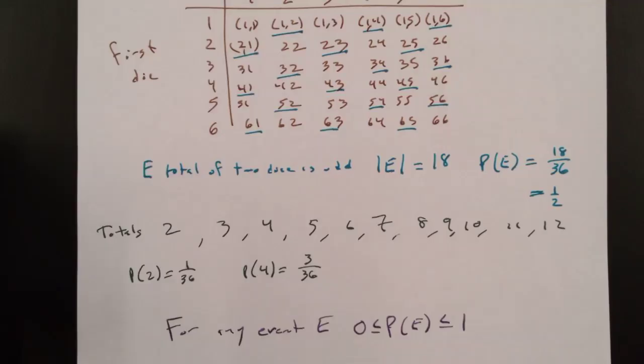If there are no options in my event, then my probability would be exactly 0. If I roll a 13 on 2 dice, how can I get a 13? Doesn't work that way, does it? There are no events that total to 13. Then the top of my fraction is 0.